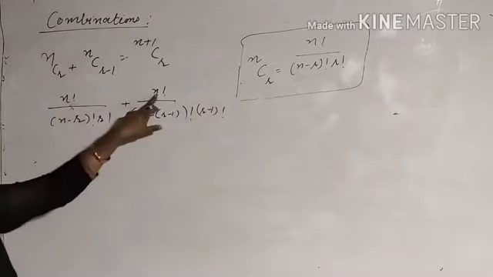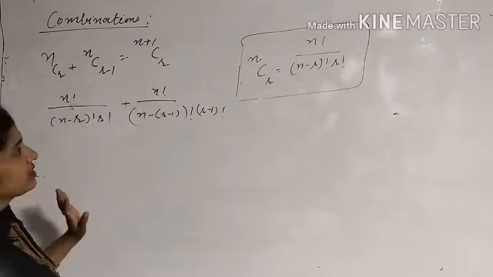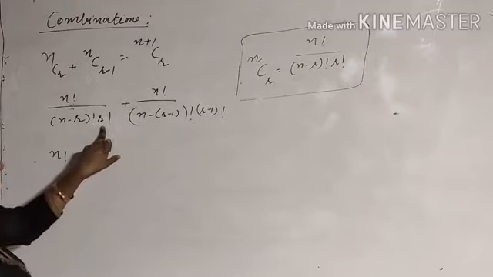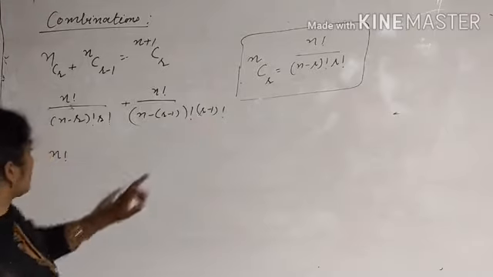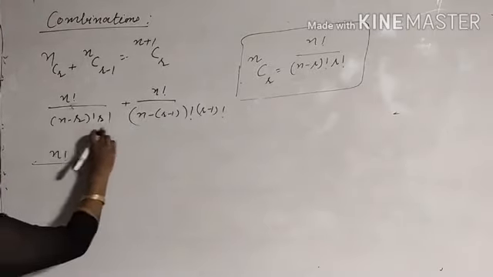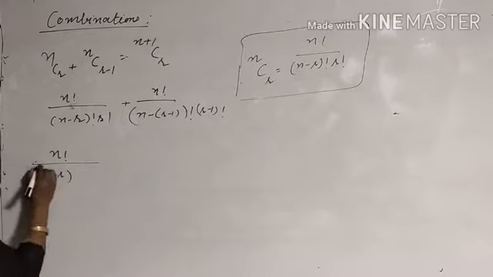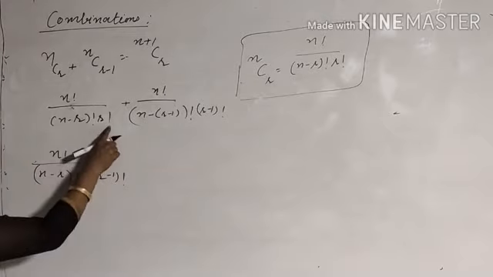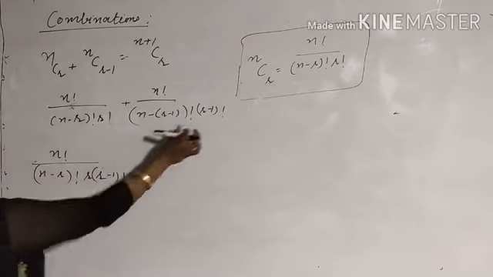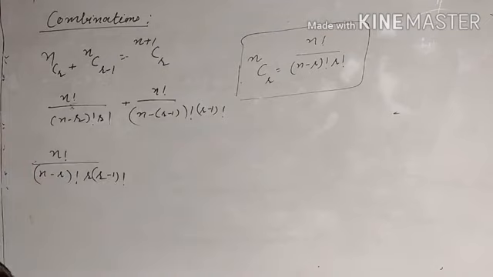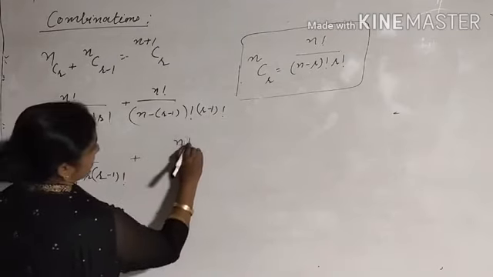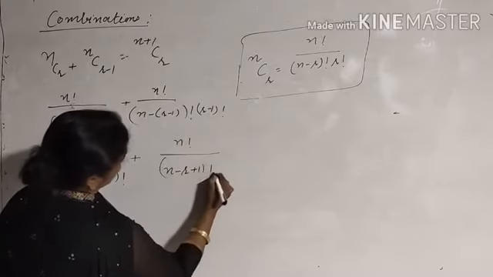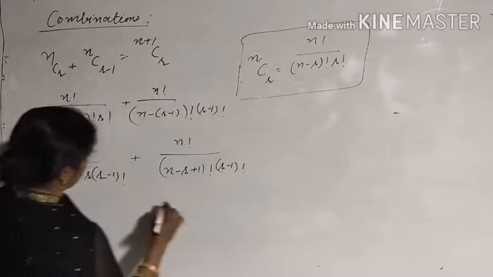Now see, in the numerator of both the terms we have n factorial. So n factorial can be taken common. In the denominator, here it is r factorial, here it is (r minus 1) factorial. So first let's simplify these. This is (n minus r) factorial, r into (r minus 1) factorial. This r factorial, I put it as r into (r minus 1) factorial, so that this (r minus 1) factorial can be taken out, plus n factorial over (n minus r plus 1) factorial, (r minus 1) factorial.